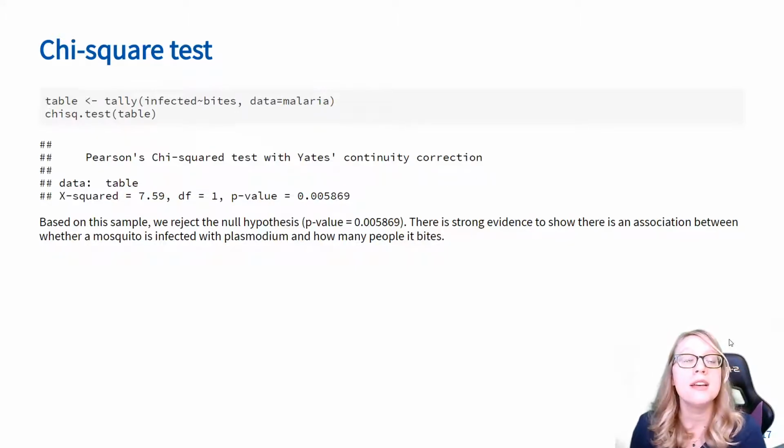In the next video, we'll take a look at a slightly different variant on the chi-square test, the chi-square test for association. I'll see you then.